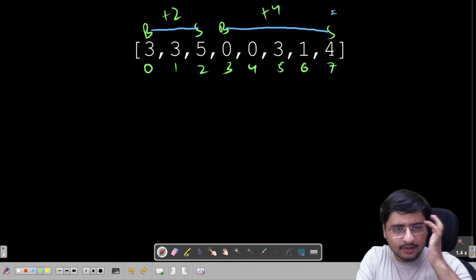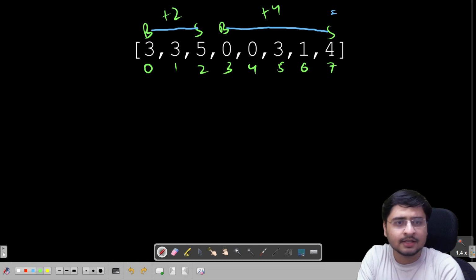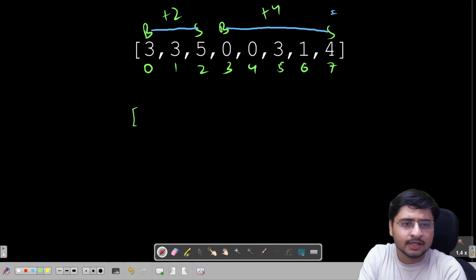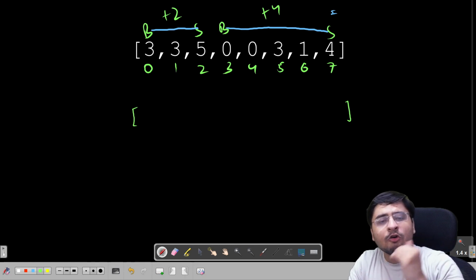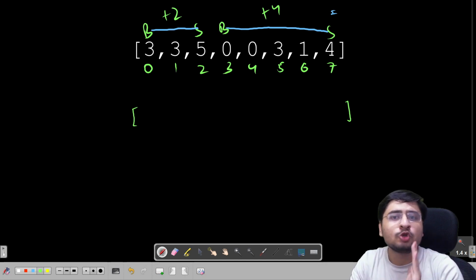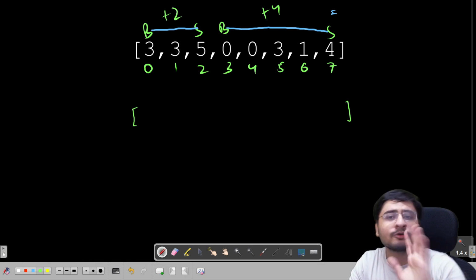I'll not call that array a DP array, but let's call it a reference array. The ith index of this array will tell me what is the best profit I am able to make if I conclude a transaction today. If I conclude a transaction on the ith day, what is the best profit I'm able to make?